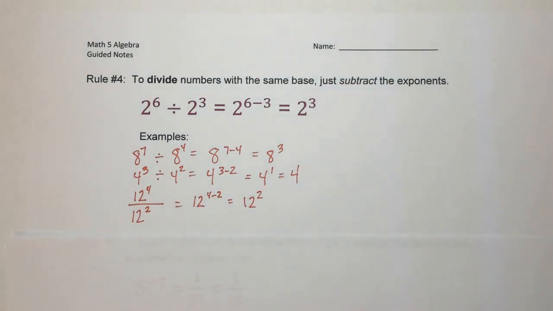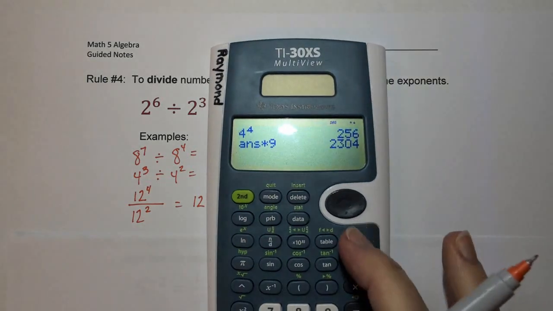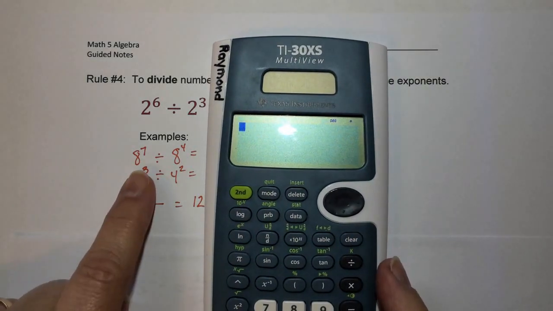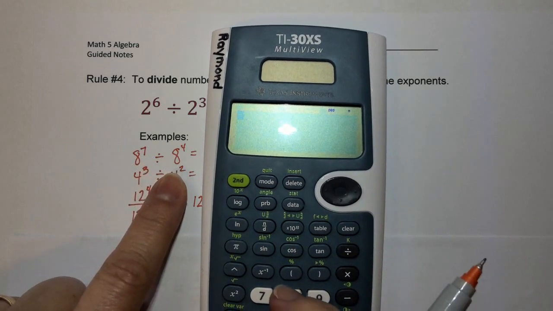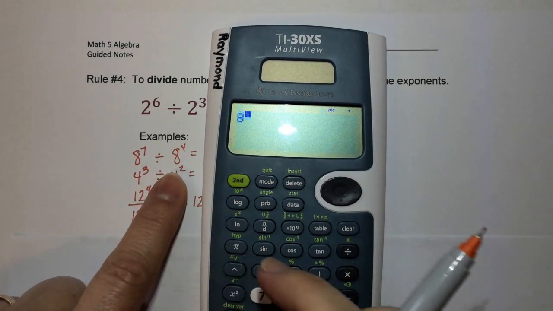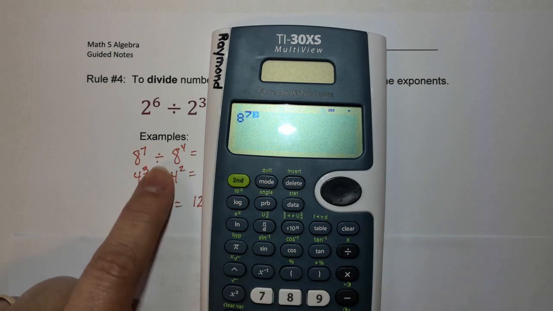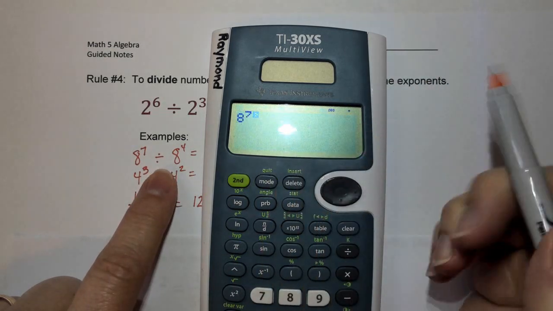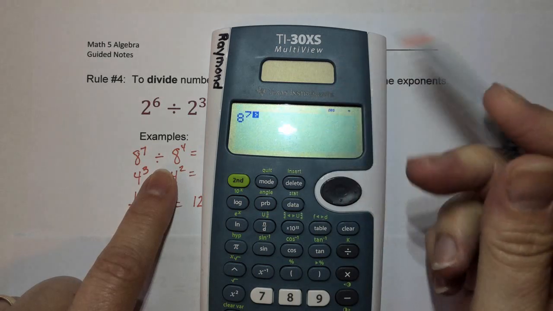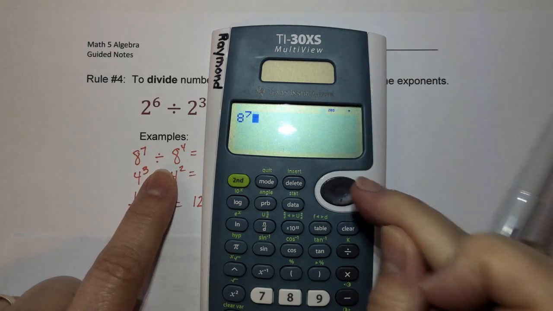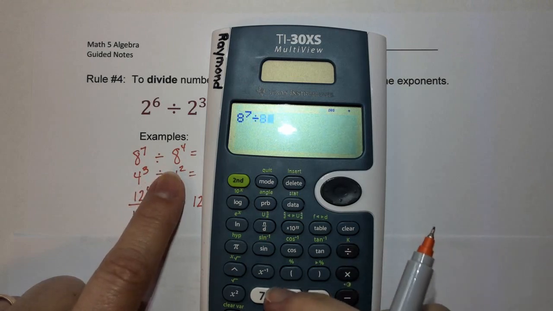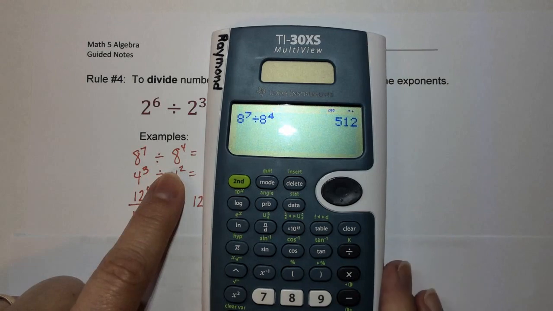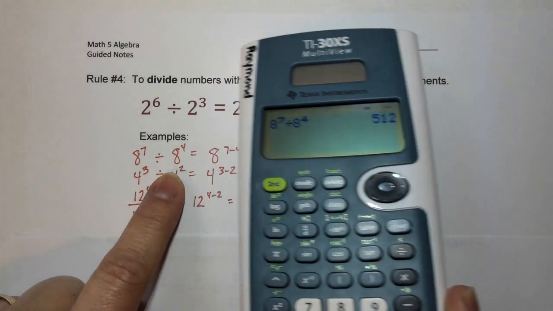So let's look at our calculator again and show how to do this one. All right, let's show 8 to the power of 7 divided by 8 to the power of 4. 8 caret 7. Now remember, if I keep going now, it's going to leave everything up with the exponent. So use this right tab here to get off of the exponent section. There, now I can hit divided by 8 caret 4. And it gives me my answer, 512.